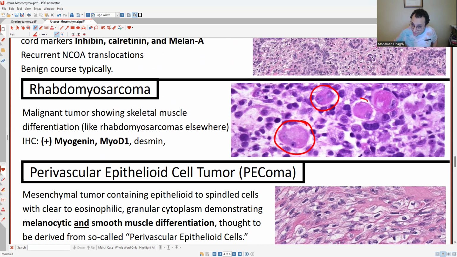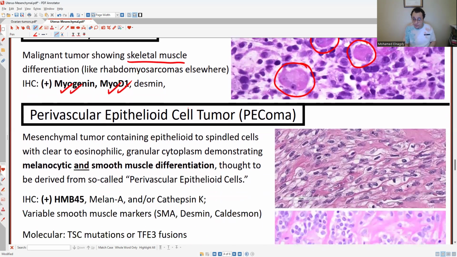What are these cells? Anybody can tell me? Rhabdoid. Yeah, the rhabdoid cells with an eccentric nucleus, prominent nucleolus, and glassy pink cytoplasm with some cytoplasmic striations. It's always positive for the rhabdo immunostains, which are myogenin and MyoD1. That's for skeletal muscle. So it's a malignant tumor showing skeletal muscle differentiation like rhabdomyosarcoma anywhere. It might also come in the uterus.